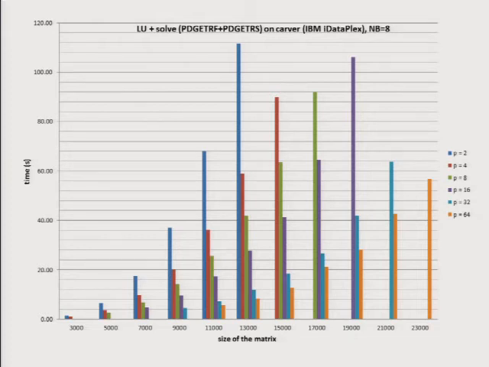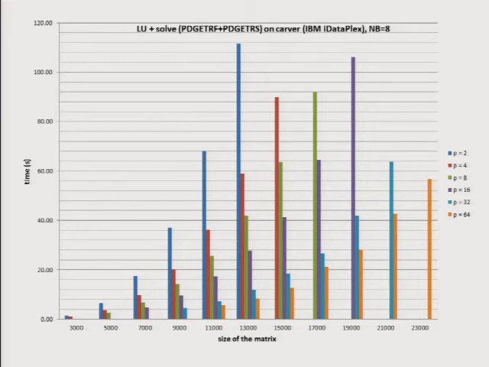And then on the y-axis, you have the time that's needed, from 0 to 120 seconds in this case. The different colors in the bars are for the number of processes, from 2 to 64 processes, or cores in this case. And this is on Carver, the machine that we're going to use this afternoon and the coming days for the hands-on. Let's take a look at the matrix of dimension, just to illustrate.